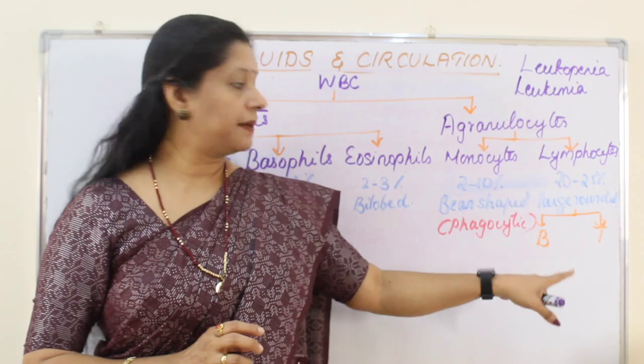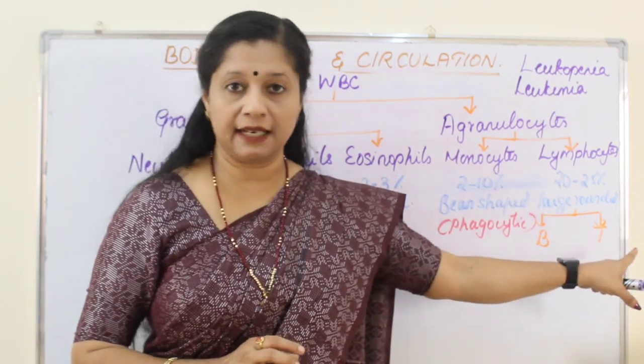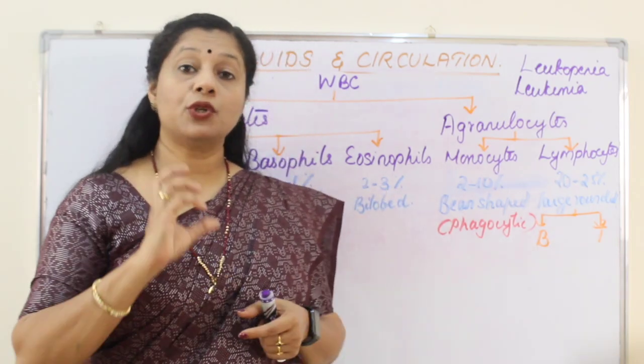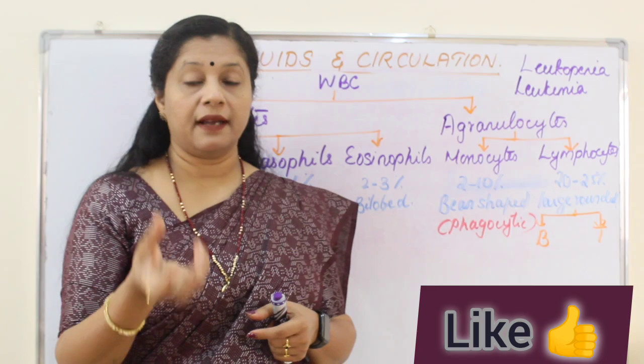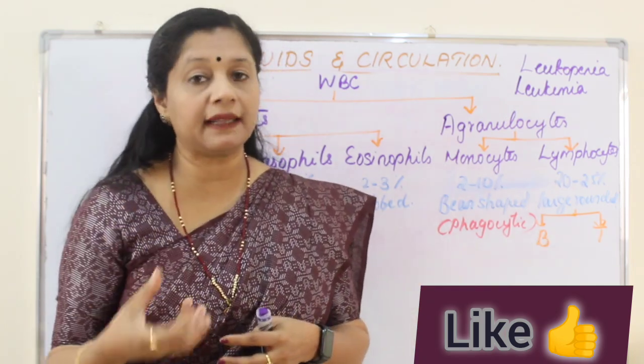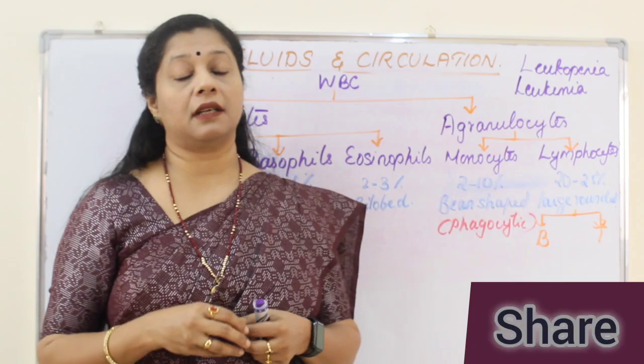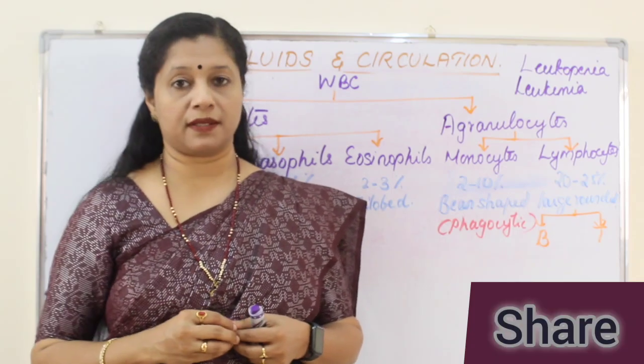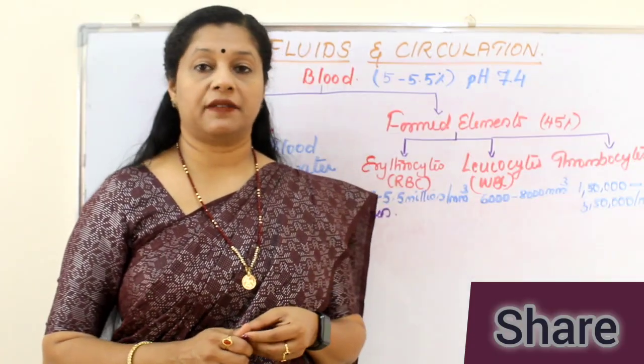They are of two types, B lymphocytes and T lymphocytes. B lymphocytes usually produce the antibodies, whereas T lymphocytes help the B lymphocytes to make the antibodies. So both of them are involved in immune response. The white blood cells are short-lived.